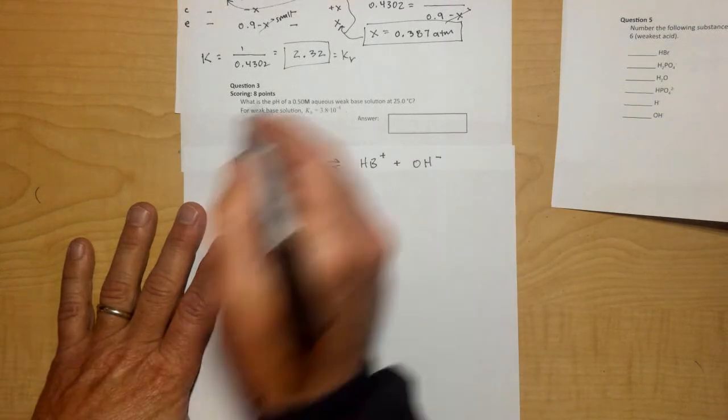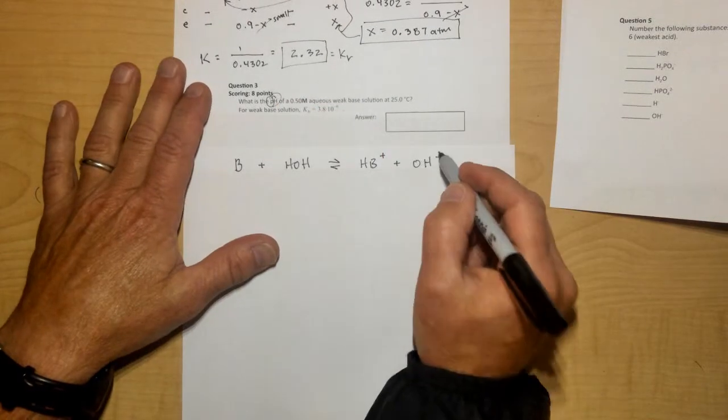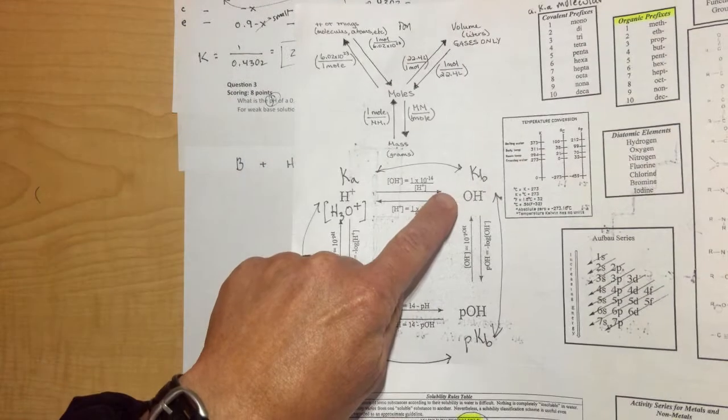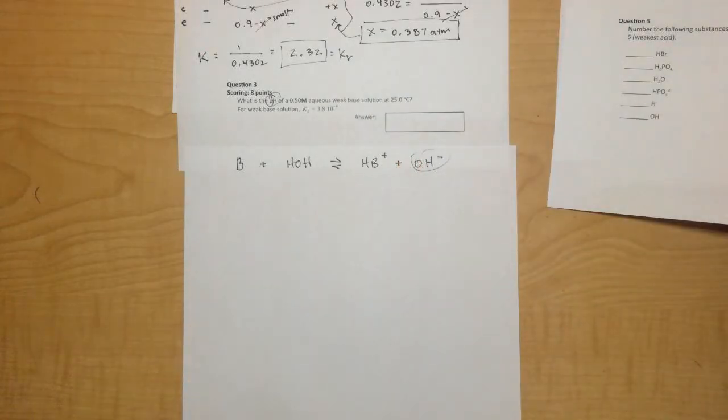And the thing that we're interested in to find the pH is the OH minus right here, because if we find the OH minus, now we are into the pH square right here, and we can go from there to the pOH to the pH. So that's the thing we want to find.